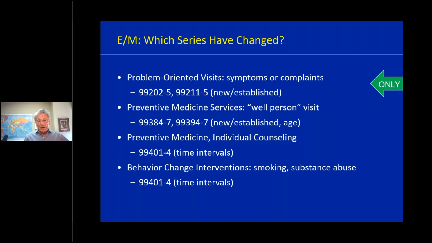Now, the only one that changed on January 1st of 2021 is the problem-oriented visit E&M codes. So that's what we're really going to focus on, the changes in that code series, because they are quite profound. And as I said, they have been adopted by Medi-Cal, by Family PACT, and by a variety of other payers as well.